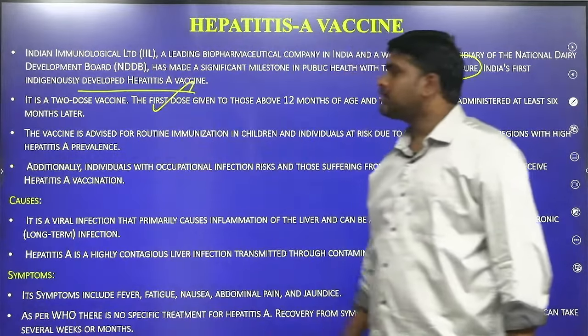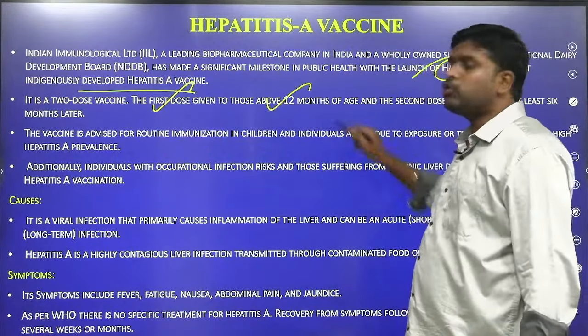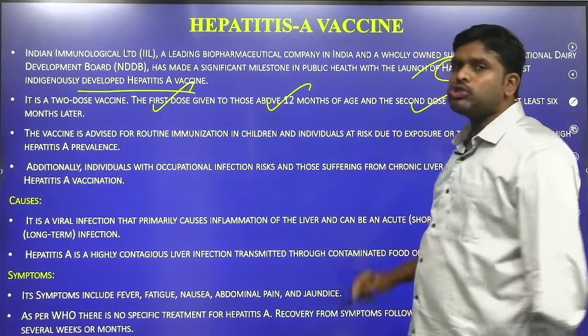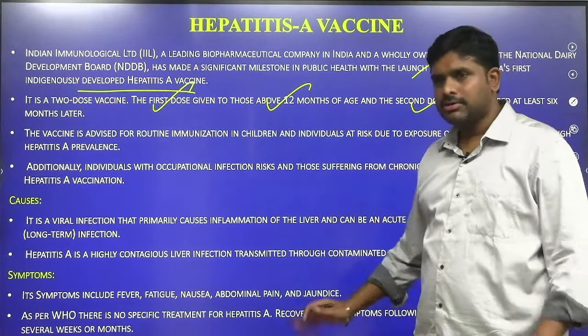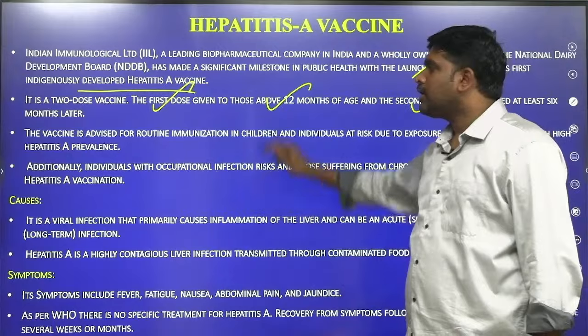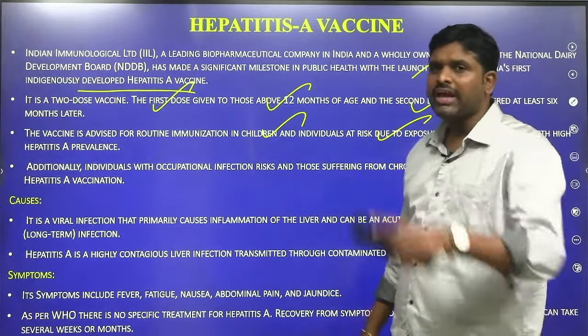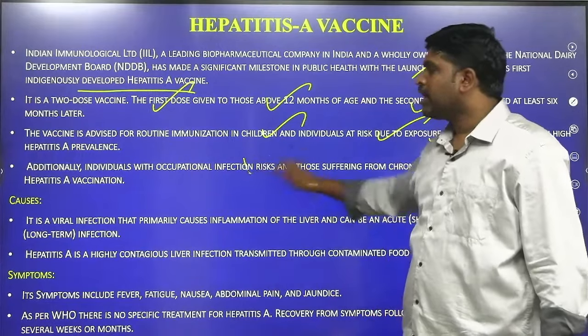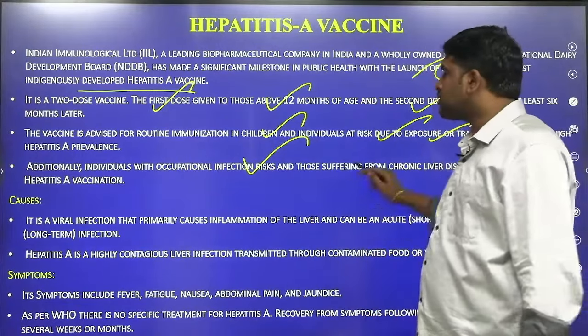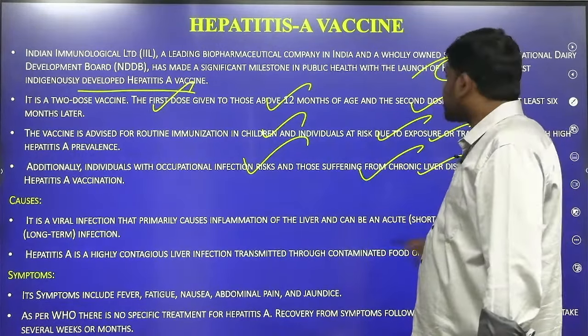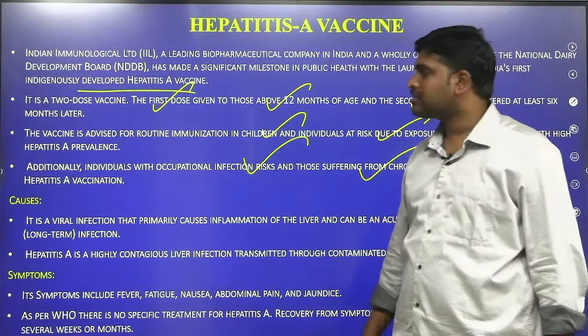It is a two-dose vaccine. The first dose is given at about 12 months and the next dose after 6 months, at 18 months. It is for routine immunization in children and individuals at risk due to exposure or travel, in regions where hepatitis A is highly prevalent. Individuals with occupational infections and those suffering from chronic liver disease can also receive hepatitis A vaccination.